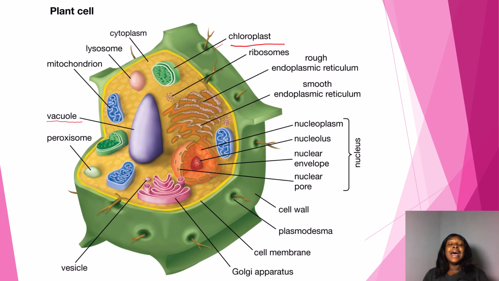The chloroplast is the site for photosynthesis. We know that photosynthesis is where light is being trapped into the cell of a plant in order for food to be produced. The next one we have is the cell wall.